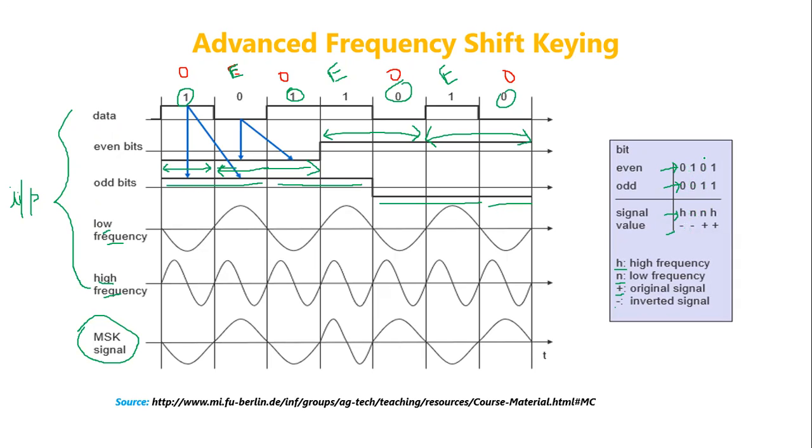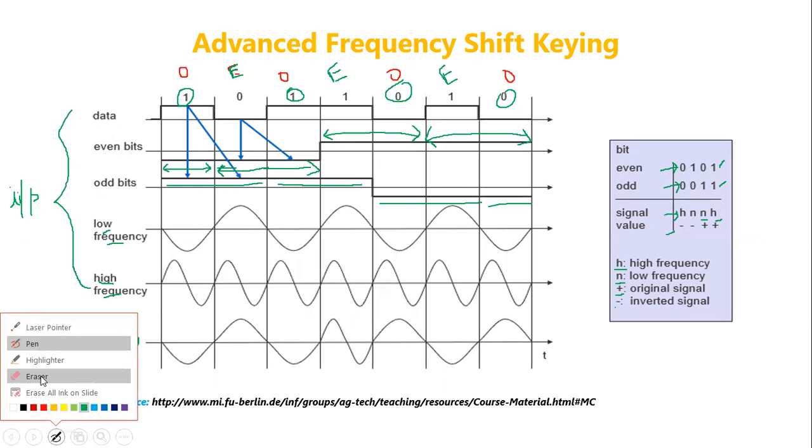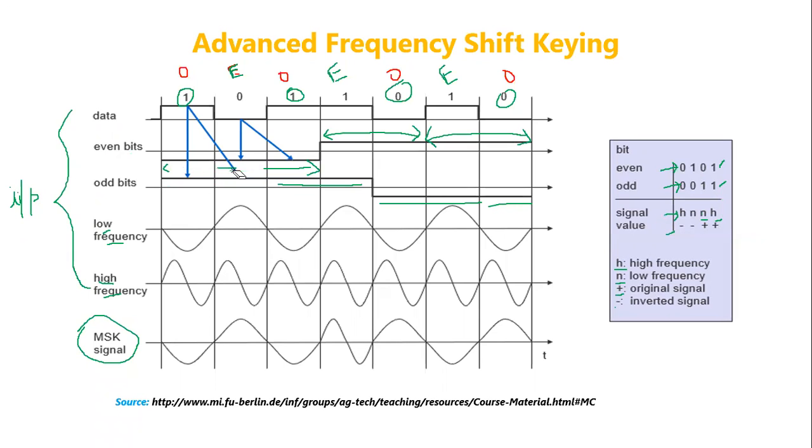If the even bit is 0 and the odd bit is 1, the resultant signal will be the low frequency signal as it is. If the even bit is 1 and the odd bit is also 1, the resultant signal will be the high frequency signal as it is, the original high frequency signal. With this understanding, let us sort out how the resultant signal was created.